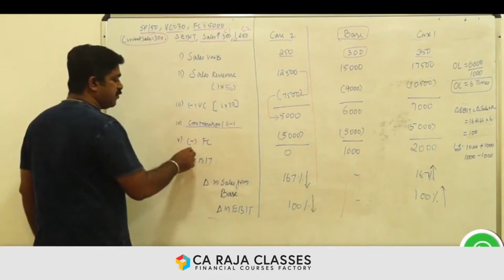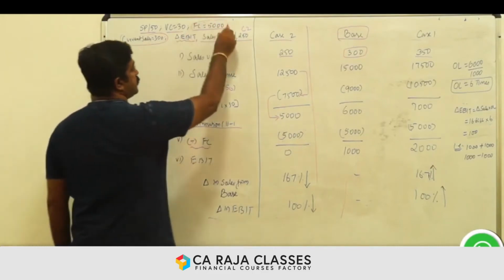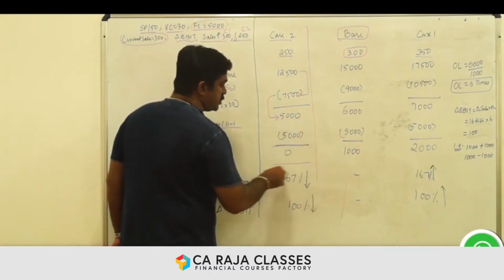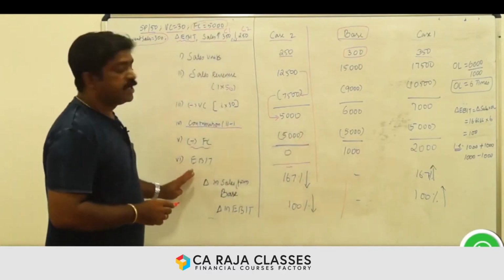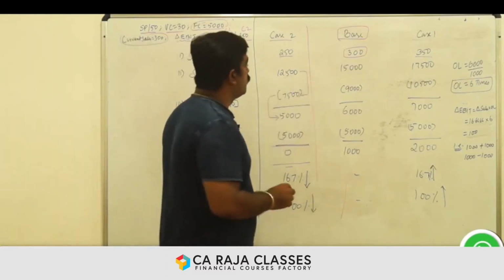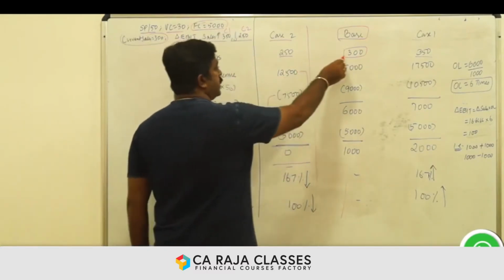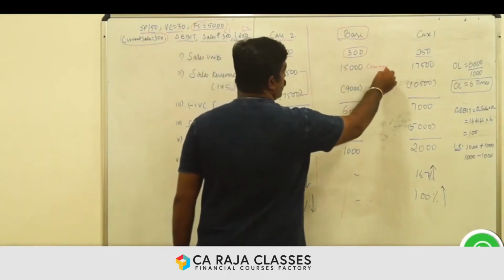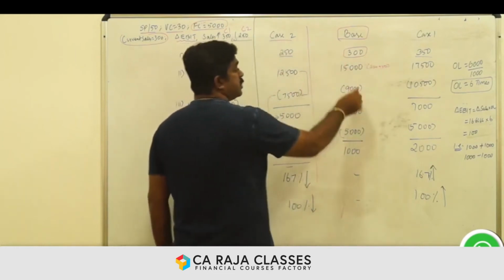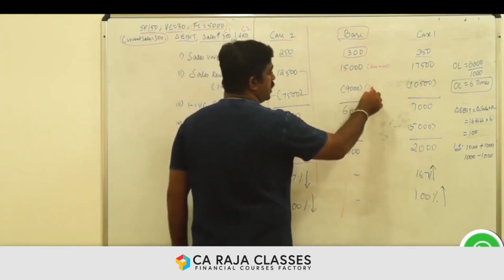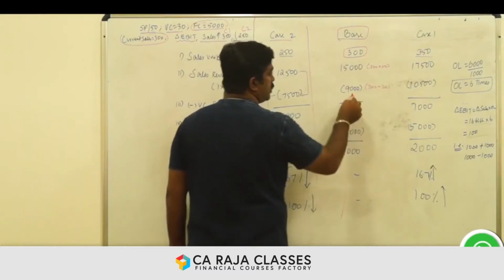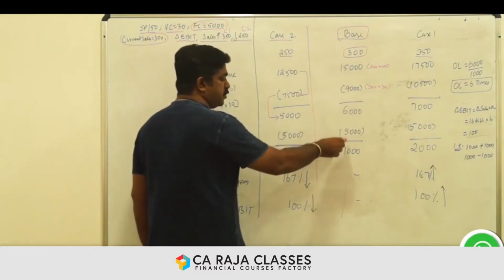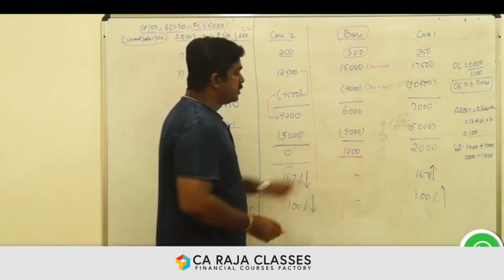Now from this we have to deduct fixed cost. Fixed cost already mentioned in the question, 5,000. Let's deduct that. 5,000 minus 5,000, EBIT position is 0. This is for case 2. Let's do that for the base case. 300 units multiplied by 50, that is 15,000. Then variable cost, 300 multiplied by 30, 9,000. 15,000 minus 9,000, 6,000 is the contribution. Fixed cost is 5,000. So EBIT is 1,000. This is the base case.